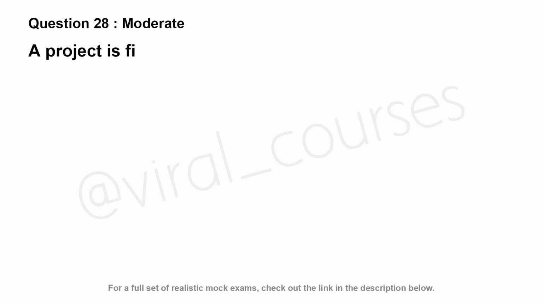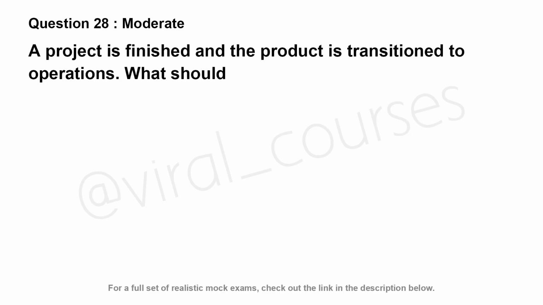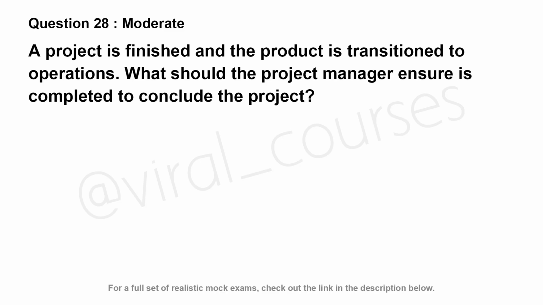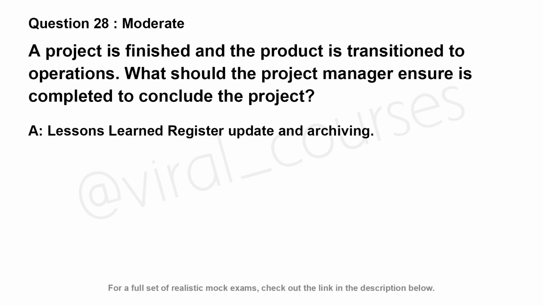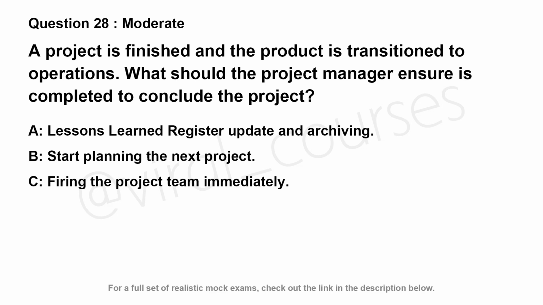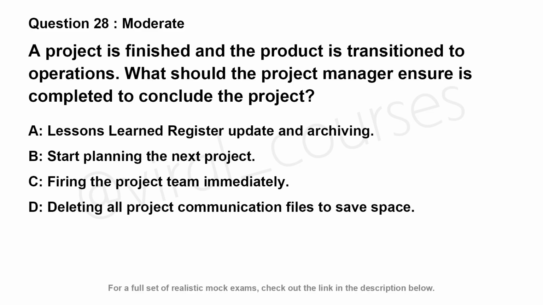A project is finished and the product is transitioned to operations. What should the project manager ensure is completed to conclude the project? Option A, lessons learned register update and archiving. Option B, start planning the next project. Option C, firing the project team immediately. Option D, deleting all project communication files to save space.